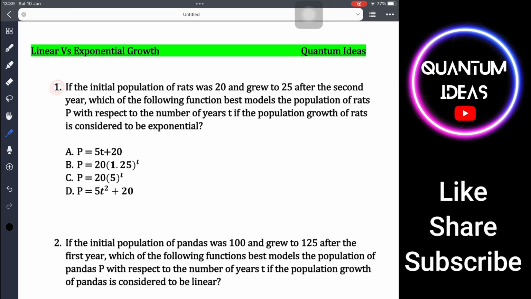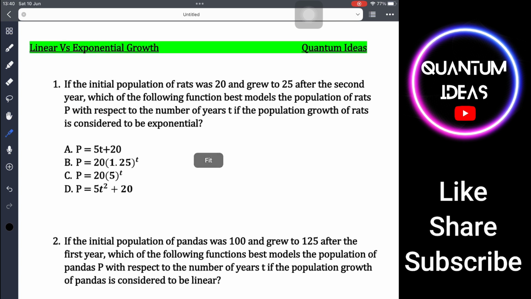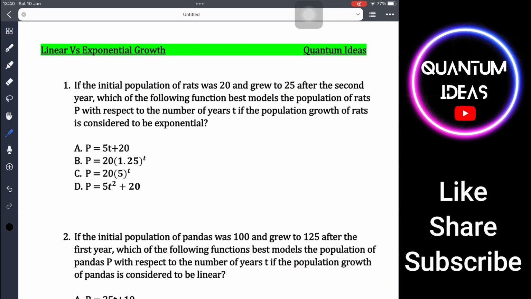It is given: if the initial population of rats was 20 and grew to 25 after the second year, which of the following functions best models the population of rats P with respect to the number of years t, if the population growth of rats is considered to be exponential? The main point to be noted is that it's exponential growth.